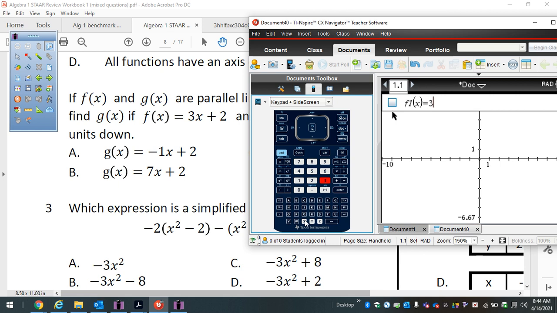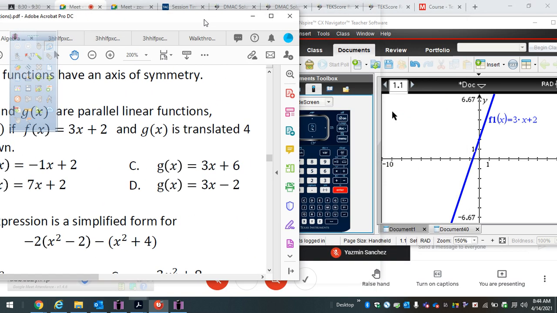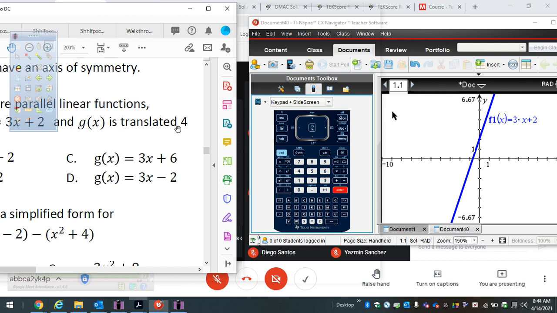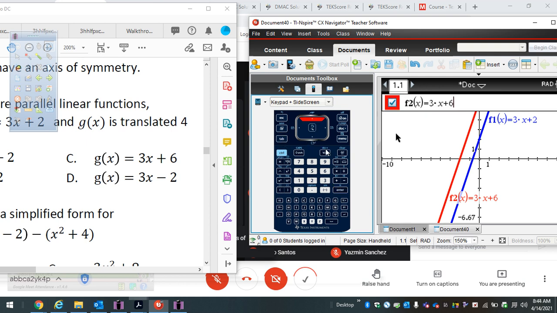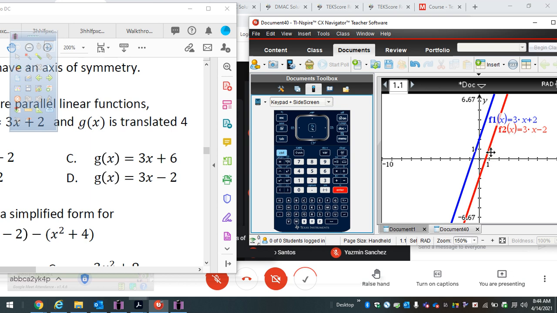We'll go with 3x plus 2. Now, I know those two don't have the same slope. I know the other one does have that slope. So I'm going to look at the one that is 4 units down. I'll go with 3x plus 6. That's above it, so not even close. Press tab, go up, and delete this. Oh, my bad. Minus 2. And look at that. 1, 2, 3. Oh, wait. Sorry. 1, 2, 3, 4 units down. D is my correct answer.